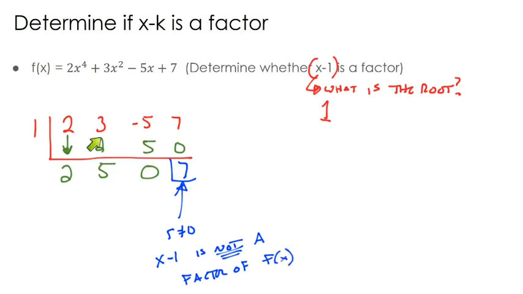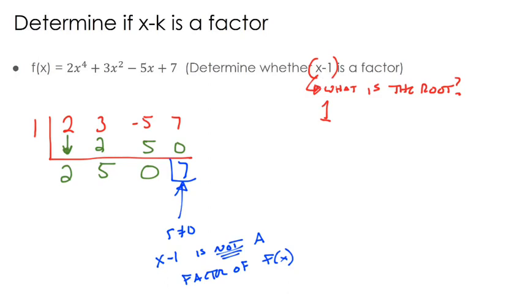So basically what we've just established here, since 1 is not a root of this function, 1 is not an x-intercept of this graph, that means x minus 1 is not a factor. If we had done all this and it had resulted in a remainder of 0, that would mean that 1 is a root of the function and that x minus 1 is a factor.